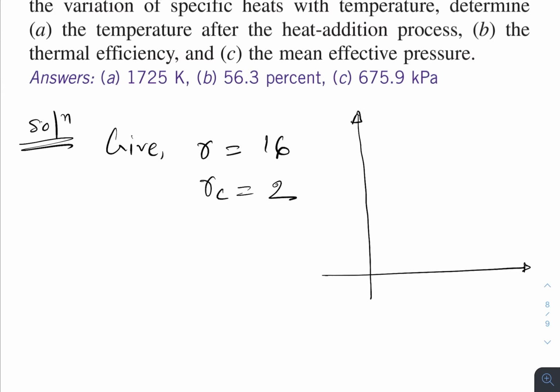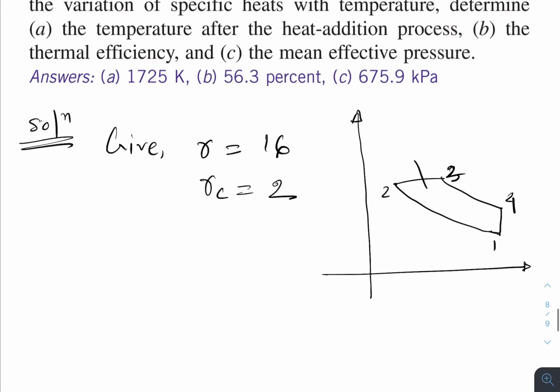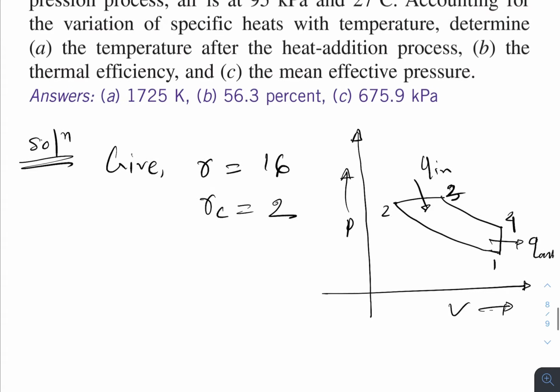So let me draw the PV diagram, so it will be easier. 1 to 2 is like this, right? Then 2 to 3 is this, and then it will become like this. Actually, this is 3 and this is 4. So here is heat in and 4 to 1 is heat out, right? So this is V and this is P.